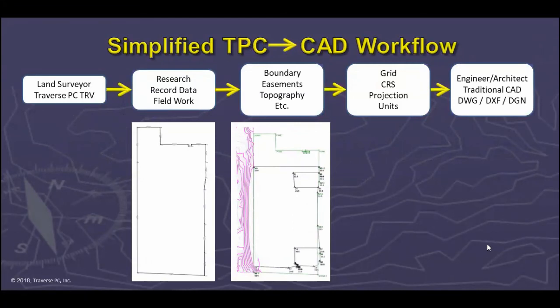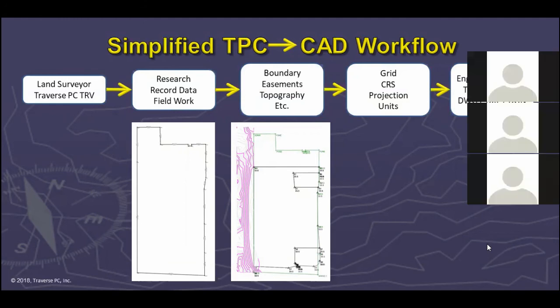Now this is a very simplified workflow. We start with you get the project and you do your research, you find the record data, you do your field work, you put together your data, boundary, any easements, topography, whatever you need to provide. And you try to make sure that it is set on the same grid or CRS or projection with the same units that the engineer or architect are going to use.